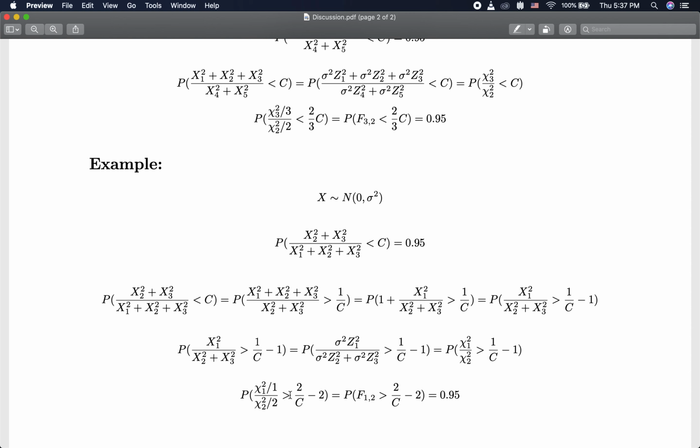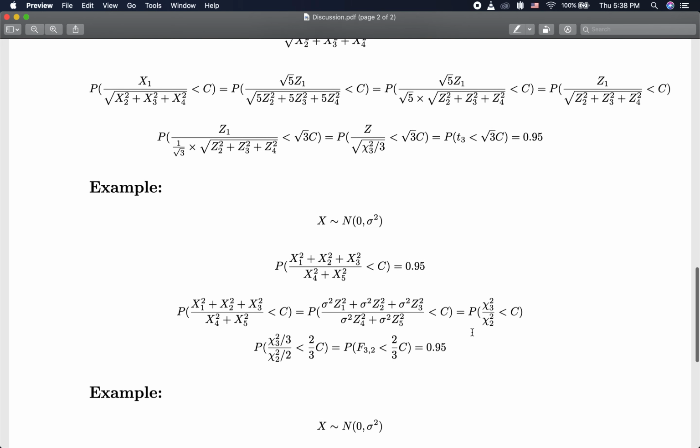Now we are going to multiply by 2 on both sides, and that will be equivalent to the numerator divided by 1, and the denominator divided by 2. So basically it's chi-square divided by its degrees of freedom, over chi-square divided by its degrees of freedom. By definition, that gives us the F distribution with degrees of freedom 1 and 2, and the right-hand side remains the same. Now we can refer to an F distribution table or software to find the quantile for 0.95, and then we can find the value of C.